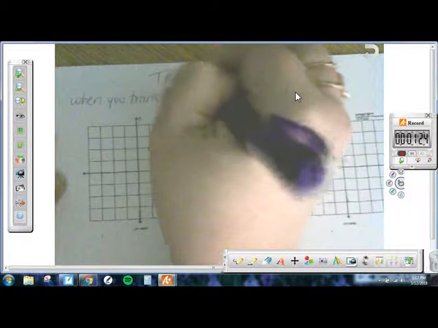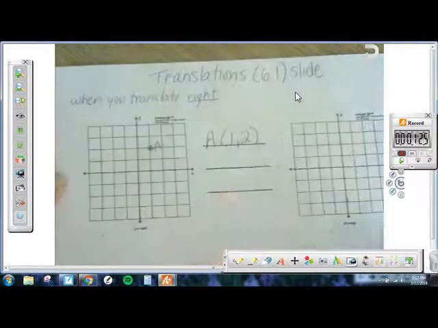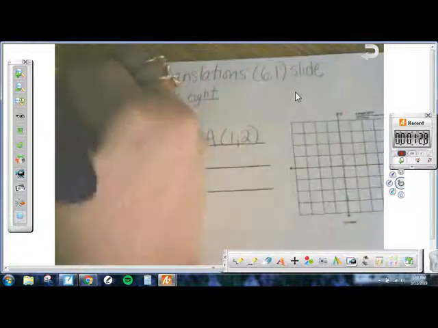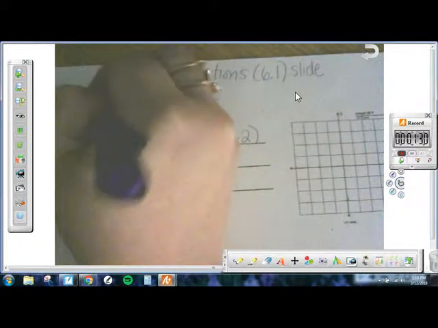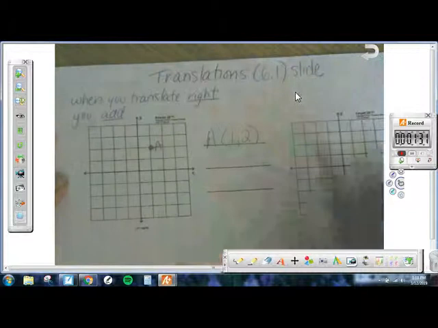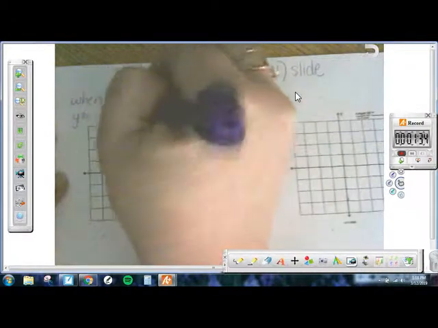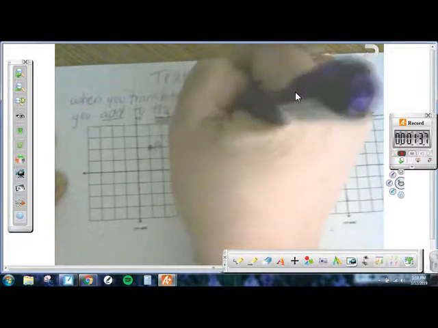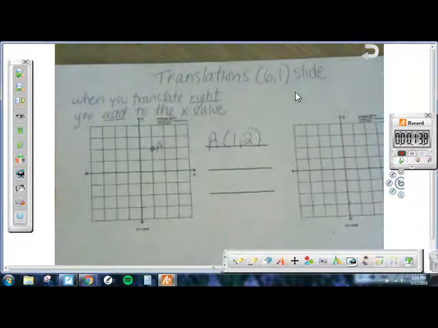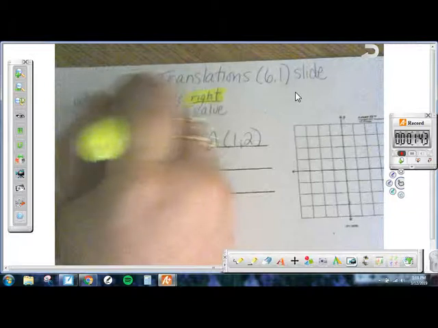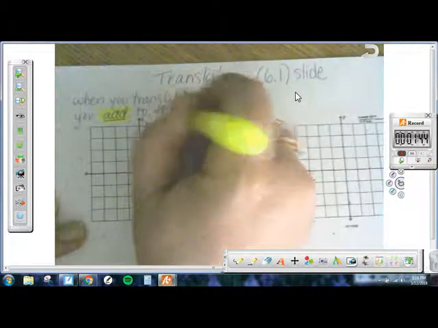So now I want to write a rule. What changed, x or y? By how much? 3. So our rule is x plus 3, comma y. This is the elementary rule. Move right 3 units. Okay? A 5th grader could follow that. This is the middle school algebra rule. X plus 3, comma y. It means the same thing. It's telling you to go to the right 3. You have to increase x by 3, but y is going to stay the same. And that is the algebra rule.